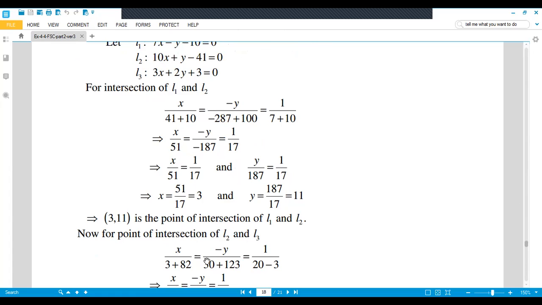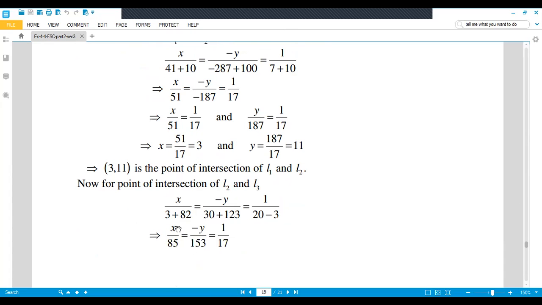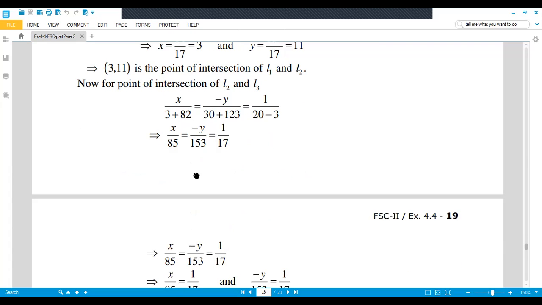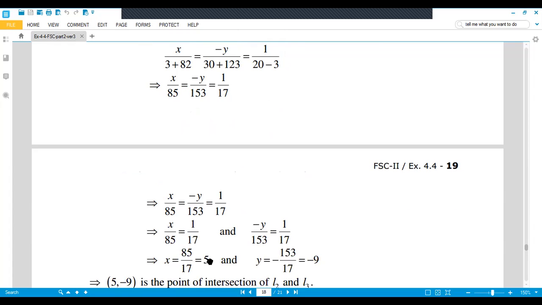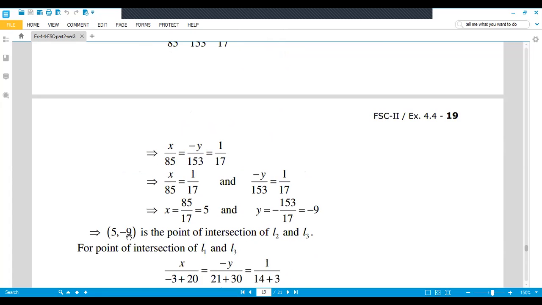10 into 3, 30, minus minus plus, 41 into 3, you get 123. And then for the constant, you have to take the coefficient of x and y. So 10 into 2, 20, minus 3 into 1, 3. So what you get is x over 85 minus y over 153 is equal to 1 over 17. So now you compare the x value with the constant, and you get x equal to 5, and then the y value with the constant 1 over 70, so you get minus 9. So the point of intersection is 5, minus 9.